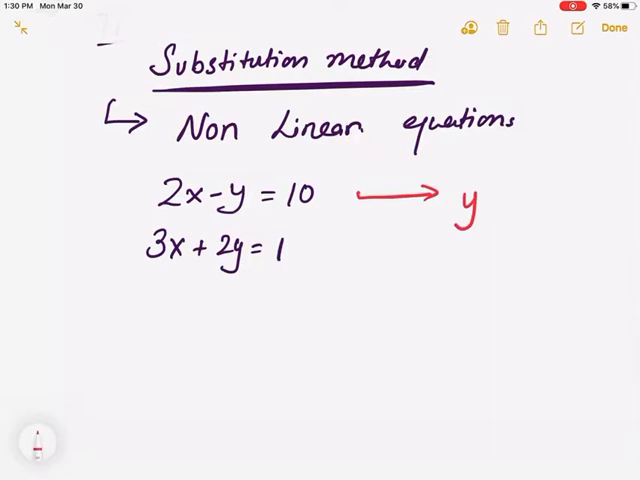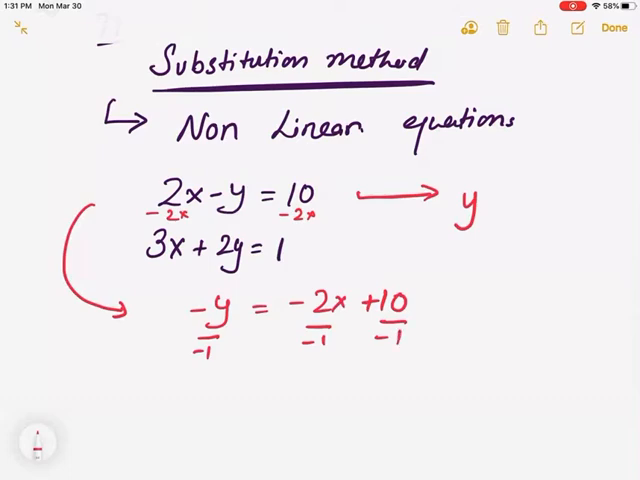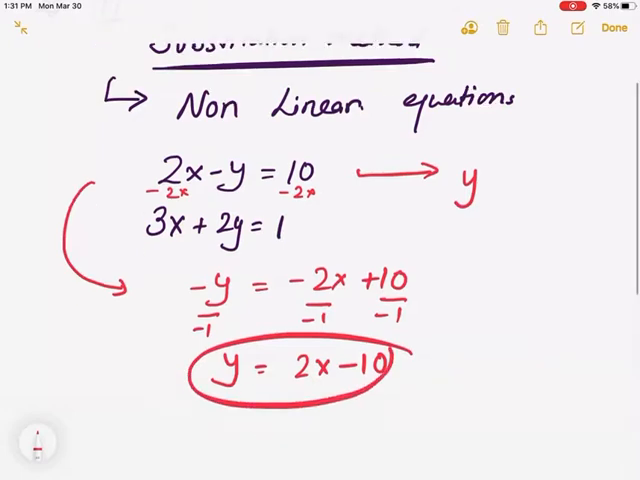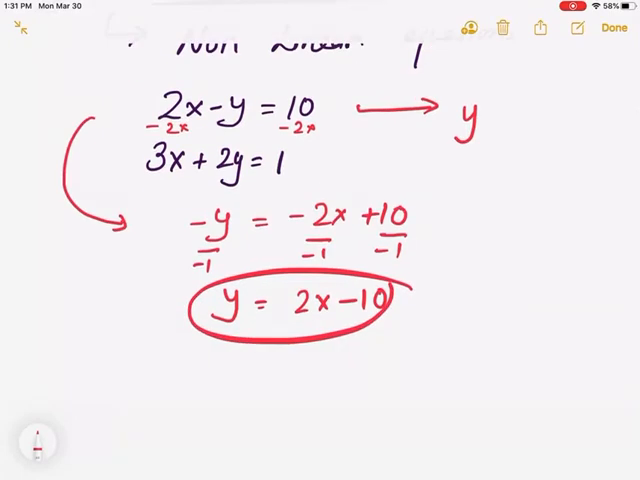So solve for y. I would take the first equation and take away 2x from both sides. This becomes negative y equals negative 2x plus 10. Still y is not by itself, so I divide by negative 1. So y equals 2x minus 10. This equation is already solved for one of the variables, so I'm halfway through.